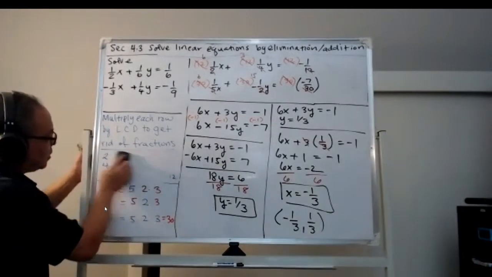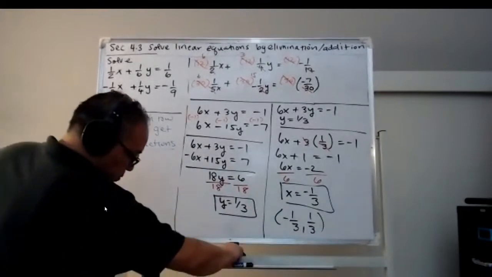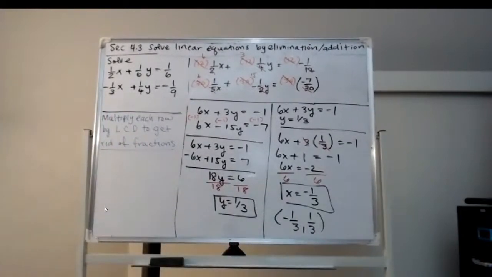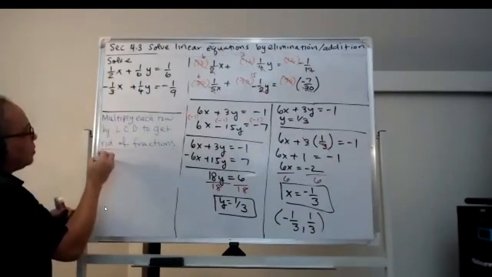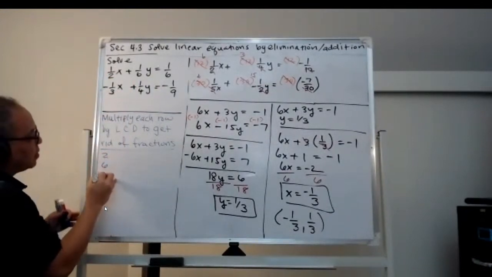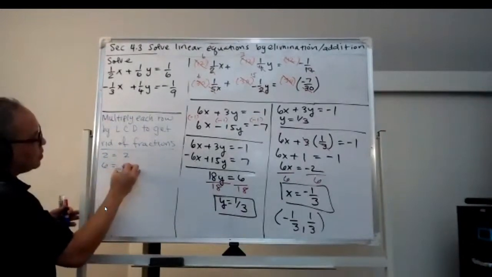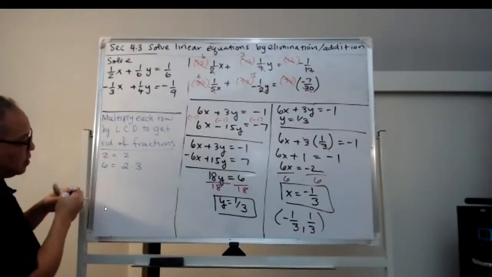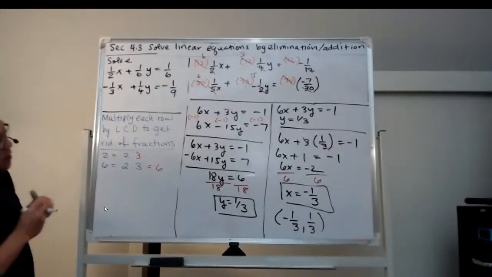Okay, so let's take a look at this. All right, so let's find the lowest common denominator of this one. 2 and 6. 6 is equal to 2 times 3. So my lowest common denominator is 6.